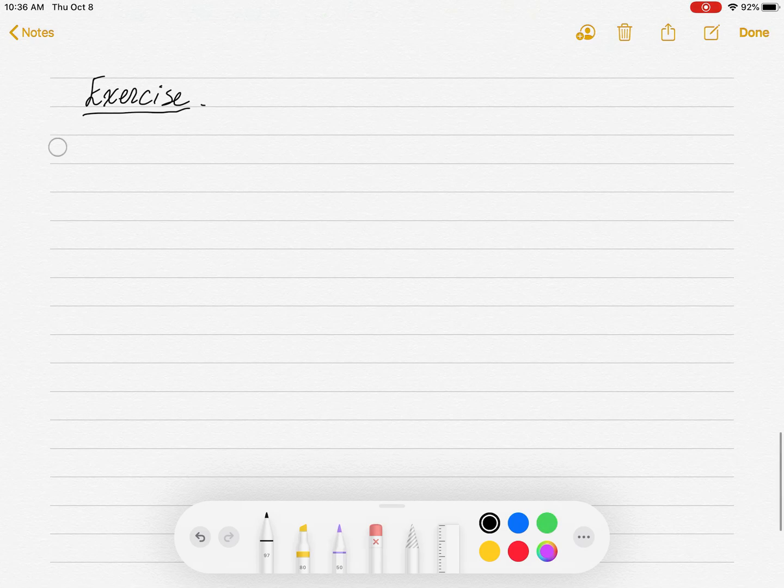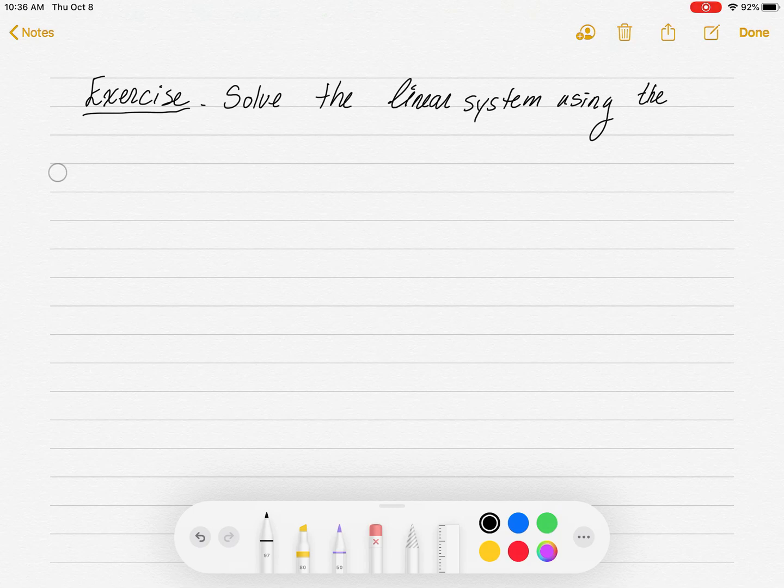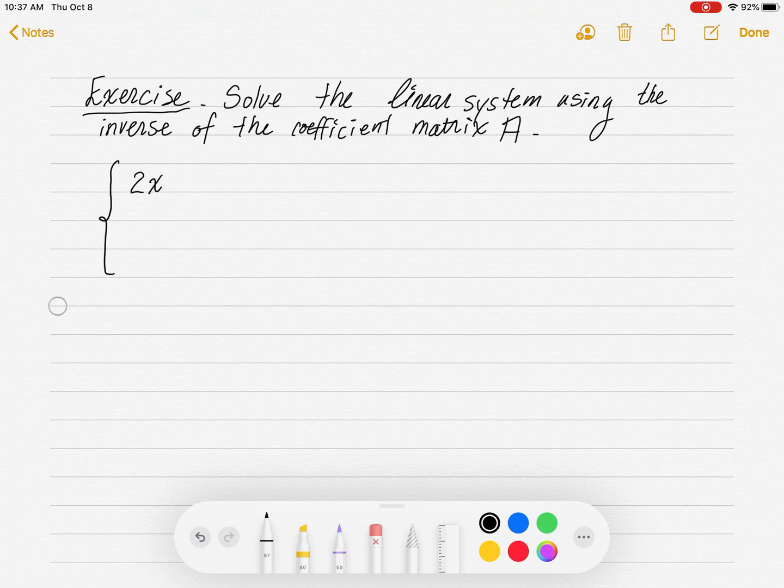Let's do an exercise. Solve the linear system using the inverse of the coefficient matrix A. Okay, so here's a little exercise.